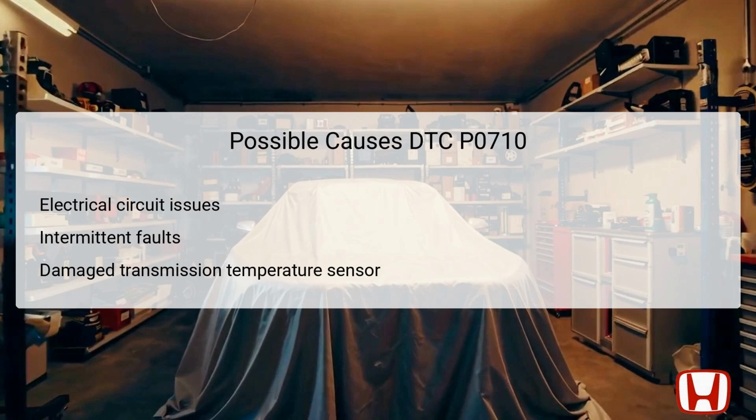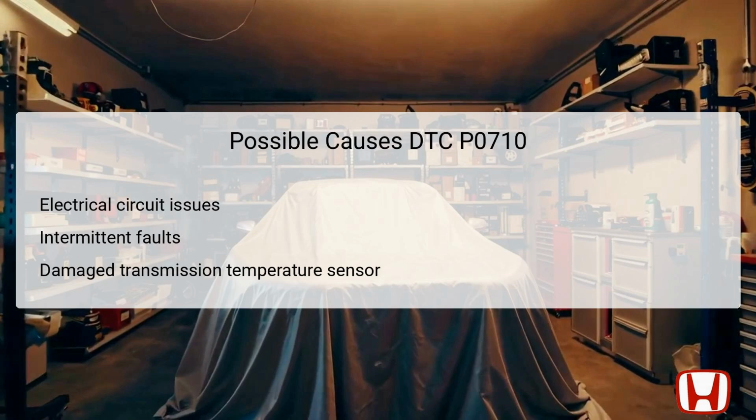Several possible causes may lead to DTC P0710. First and foremost, electrical circuit problems are a significant contributor to this DTC, often signifying wiring issues, poor connections, or loose terminals. Such electrical malfunctions may lead to faulty signals being sent to the TCM, disrupting its function and consequently affecting vehicle performance.